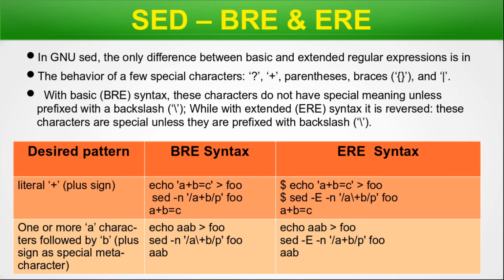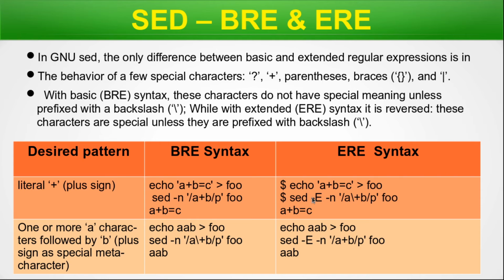So here let me bring my mouse pointer so that I can show. So, a little plus sign. We echo this, a plus b equal to c, into a file foo. Here we have dumped this data in foo, and then we use sed -n and a plus b and p foo. So it gives a plus b equal to c. And here we use a plus b equal to c, dump it.